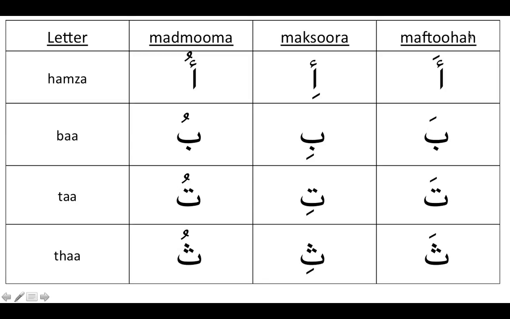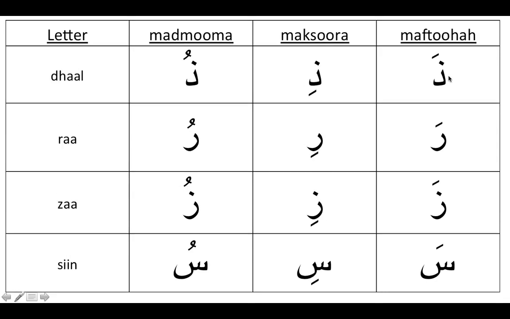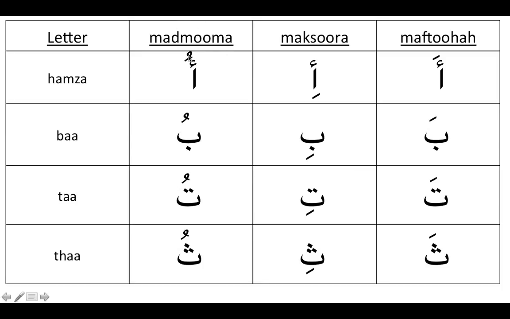And this is the maftooha column. All the letters in this column are going to have the fatha on them. I'm going to go through all these one by one, in two methods. First I'm going to go row by row: the first row, then the second row, the third row, the fourth row, all the way down to all 28 rows. Then I'm going to come back and do it by column: 28 maftooha letters, then 28 maksoora letters, and then all 28 madmooma letters and what they sound like. So let's get started.